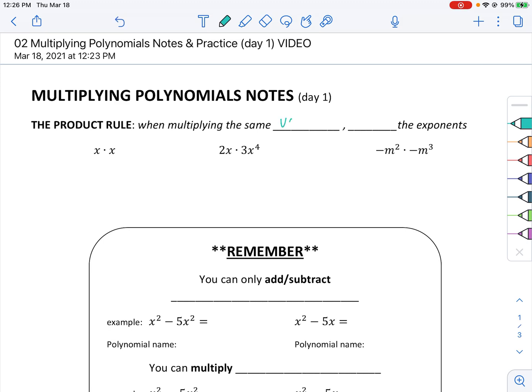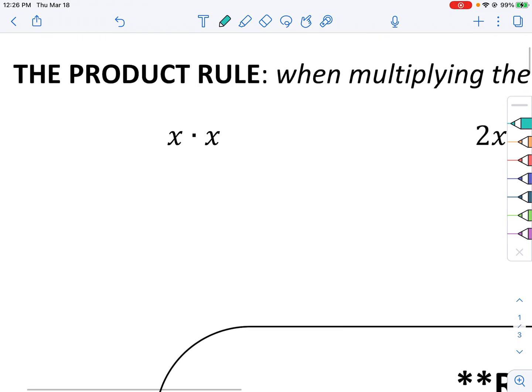When multiplying the same variable, we're going to add the exponents. So what does that look like? We have x times x. In reality, we've talked about how this is x to the first power times x to the first power. So when we have x times x, we add the exponents. The x's combine into one, and then we say 1 plus 1, which gives us x squared. That is the product rule.